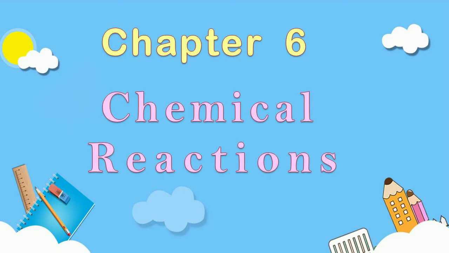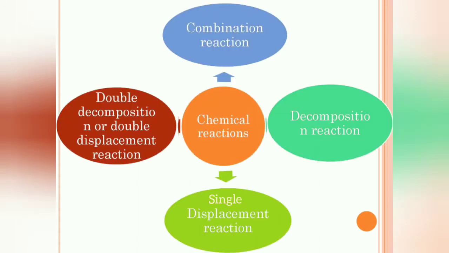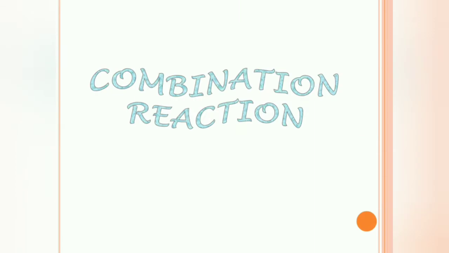There are various reactions taking place around us, and depending upon the nature of the reaction taking place, various chemical reactions are mainly classified into 4 types. These are combination reaction, decomposition reaction, single displacement reaction, and double displacement reaction. Let us begin with the combination reaction.